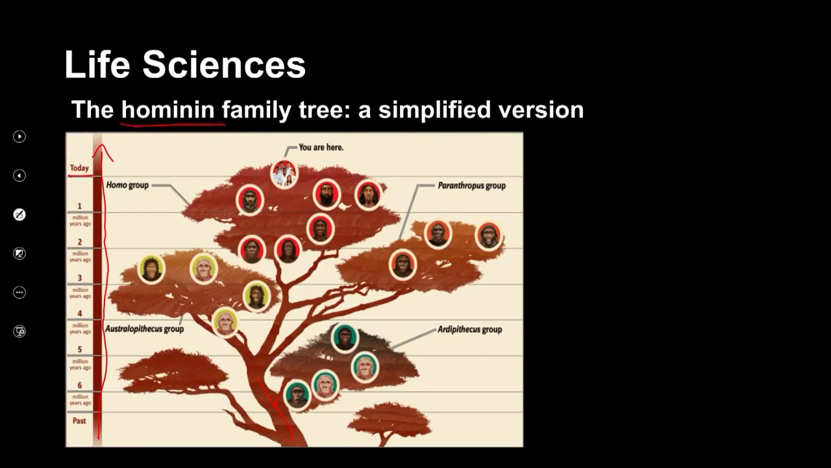And here we find the Ardipithecus group of organisms or ancestors. Then we branch here and we find the Australopithecus group, and we're going to study them. Then the branch carries on and we find the Paranthropus group, and then we find the Homo group. And we are at the top, and as you can see, out of all these species, none of them are on the line that indicates the present, except Homo sapiens. So all the other species on this diagram are extinct, and we are the only species that is extant.